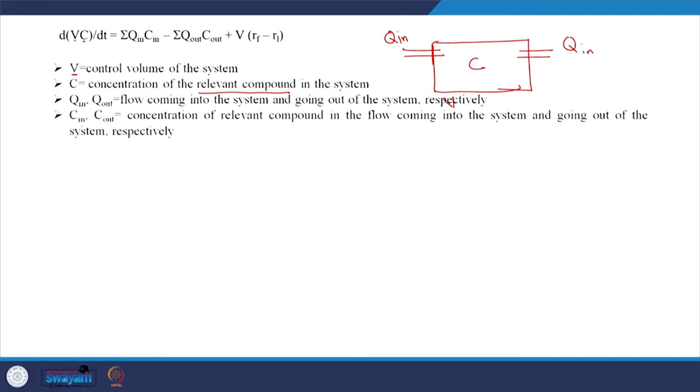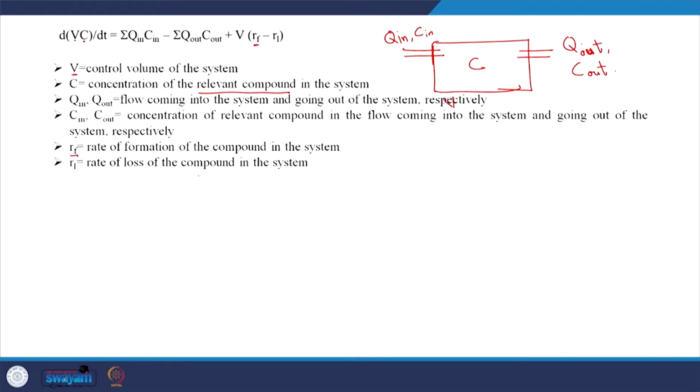And obviously C in and C out. C in is the concentration of the compound in the flow coming into the system, the influent. This should have been out, OUT. And then C out is the concentration of the compound in the flow going out of the system. And what else do we have? Rate RF, rate of formation of the compound in the system, and rate of loss of compound in the system.